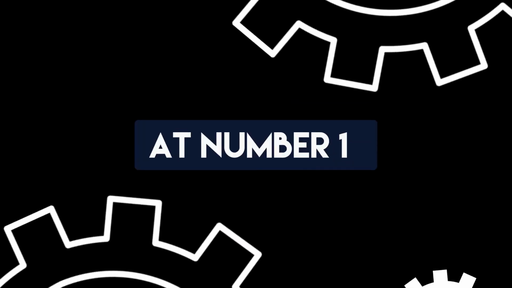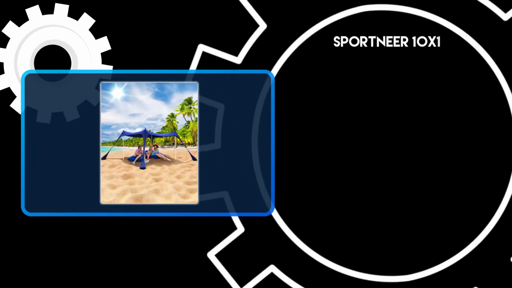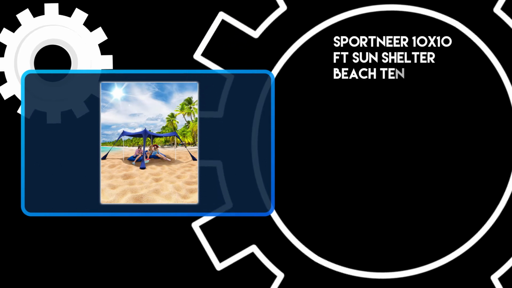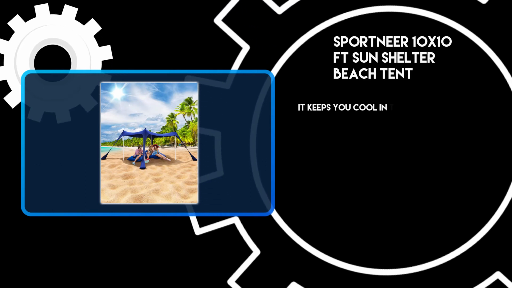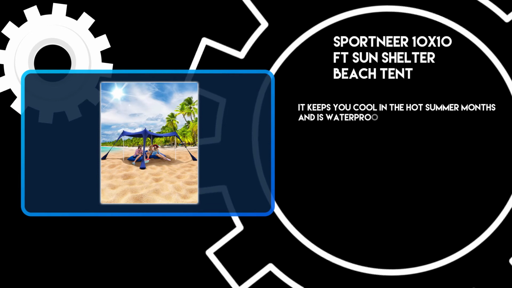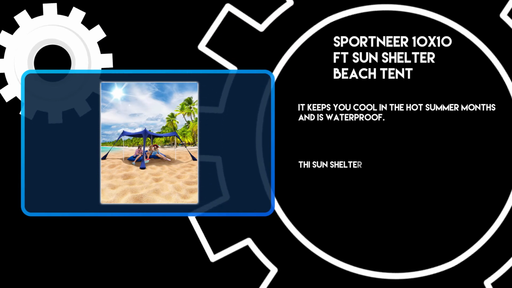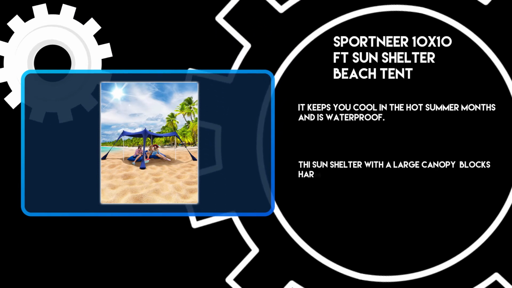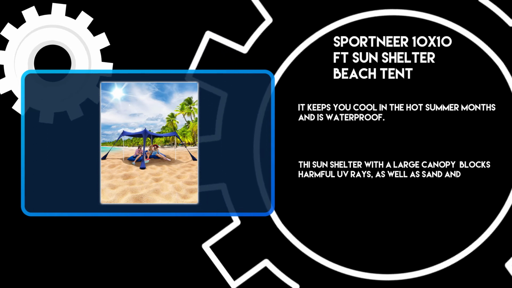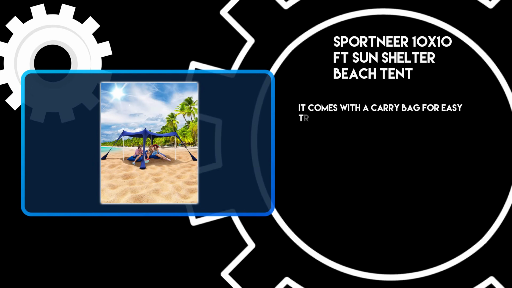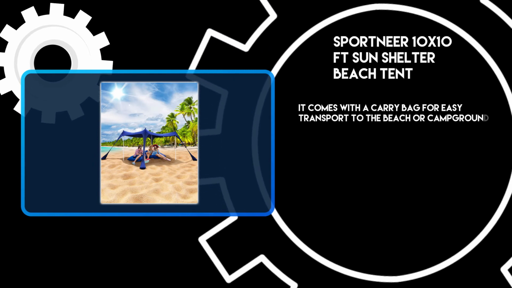At number 1. Sportneer 10x10 Fort Sun Shelter Beach Tent. It keeps you cool in the hot summer months and is waterproof. This sun shelter with a large canopy blocks harmful UV rays, as well as sand and rain. It comes with a carry bag for easy transport to the beach or campground.